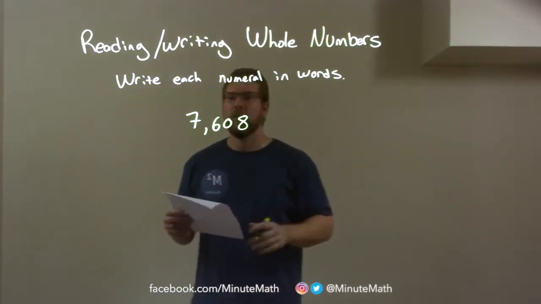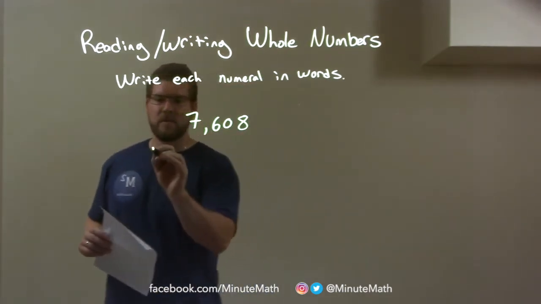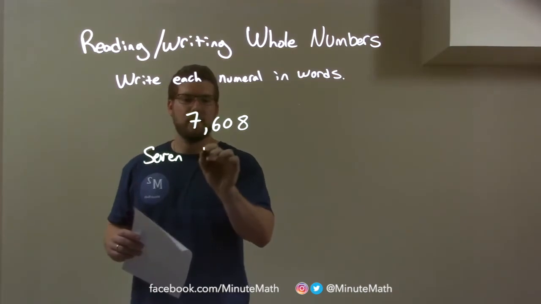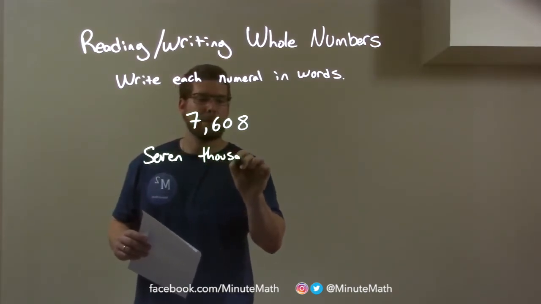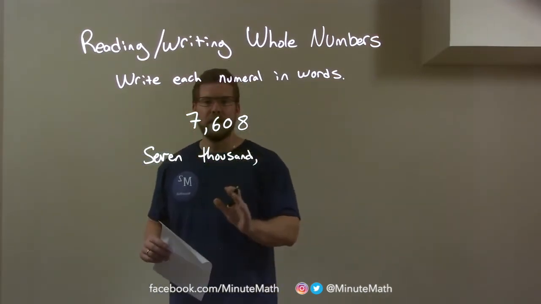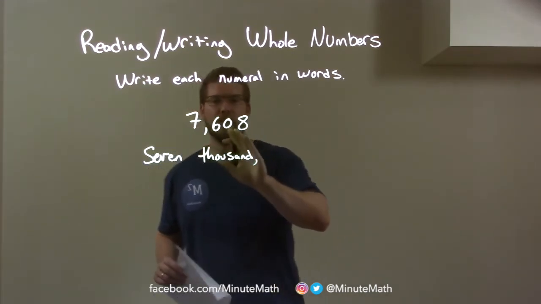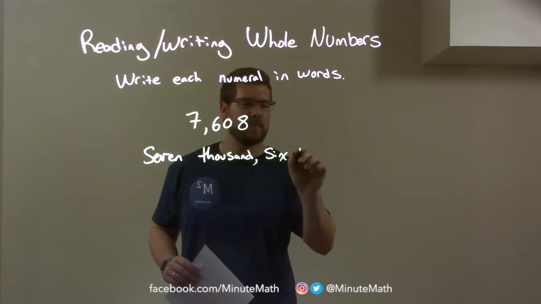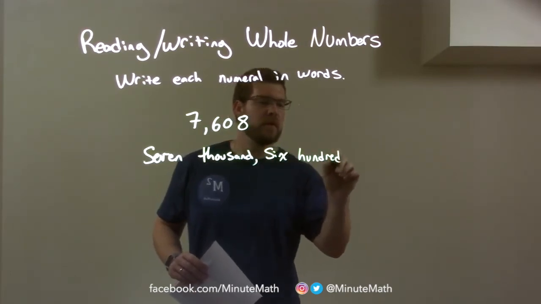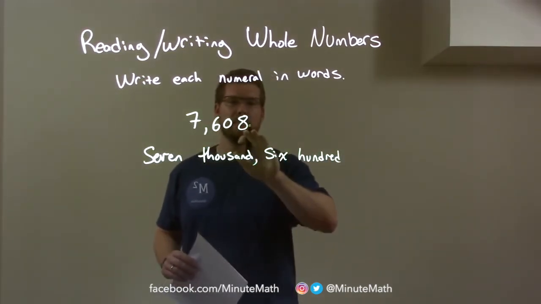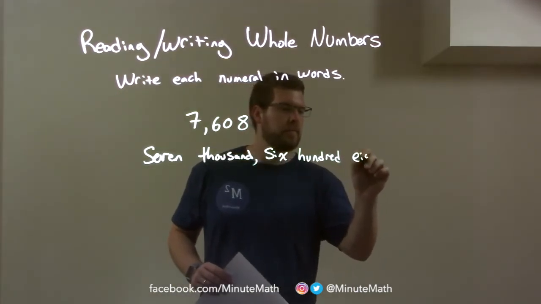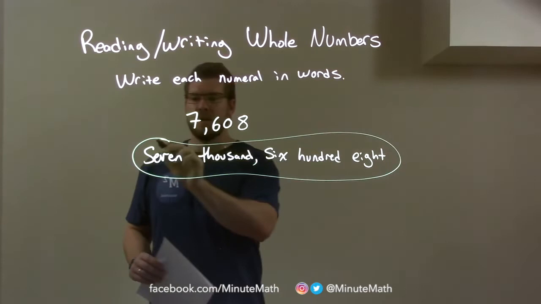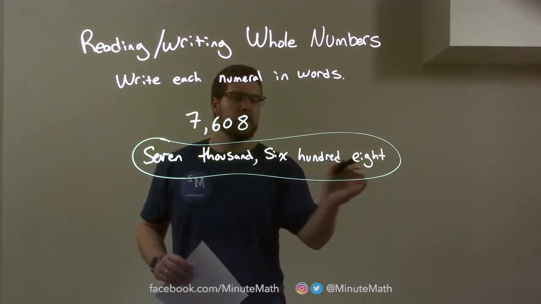7,608. Okay? Well, the first thing I deal with is 7, right? So we have 7 right here. That's easy. But that's in the thousands place. So 7,000. Okay? Then, after that, we have the next part. We have 608. Well, that's 600, right? So 600, and then we have just 8, right? 608. So we have our answer here now: 7,608.